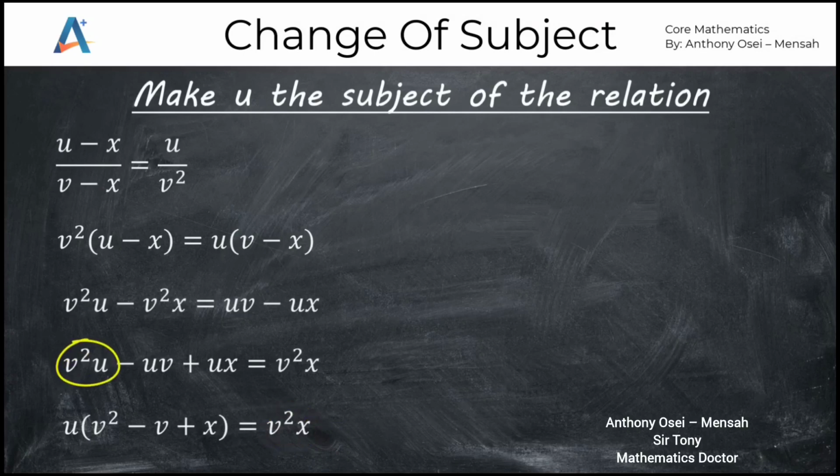Now v squared u divided by u will remain with v squared, because u will cancel u. So v squared. Then minus uv. So u will cancel the u, remember, minus v. Then ux, u will cancel the u or divide the u, remember, positive x. Then now we have to divide both sides by the one in the bracket to cancel out and make u stand alone. This is what I mean.